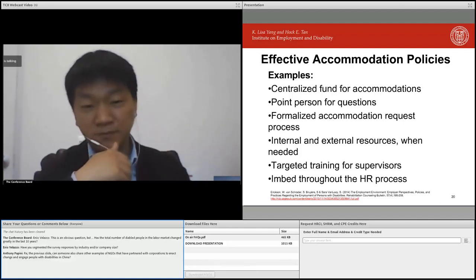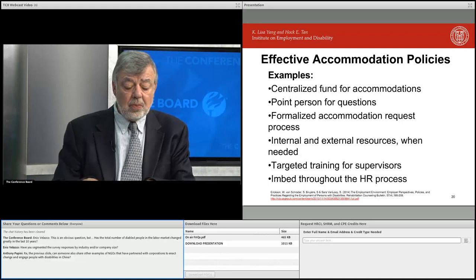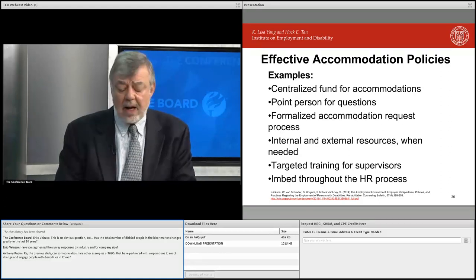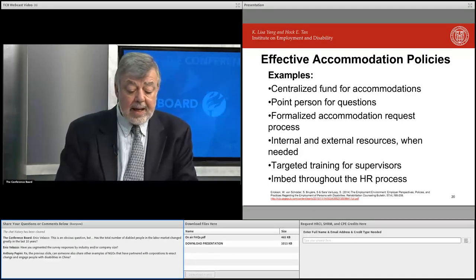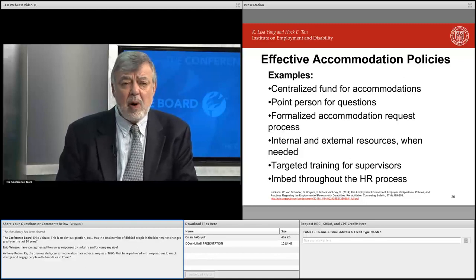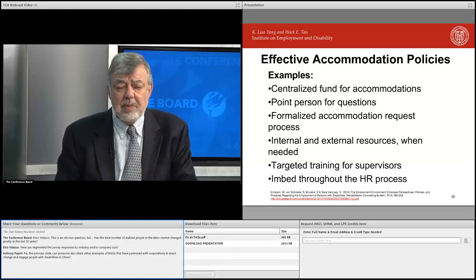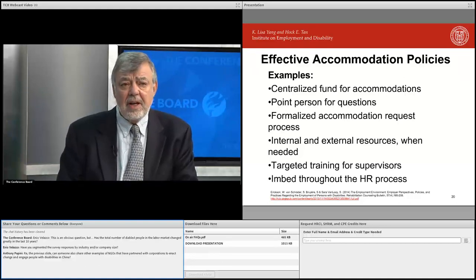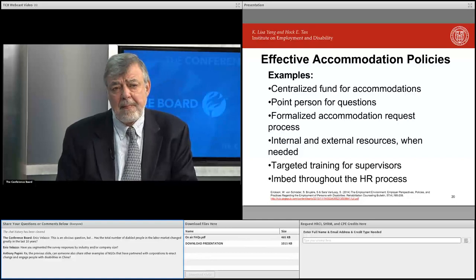And from the NGO side, do you have in mind, Anka or Haben or Suzanne, any NGOs that have had effective partnerships with corporations to enact change and engage people with disabilities in the workplace? Are there some innovative NGOs out there that are having impact and moving the needle? Good question.